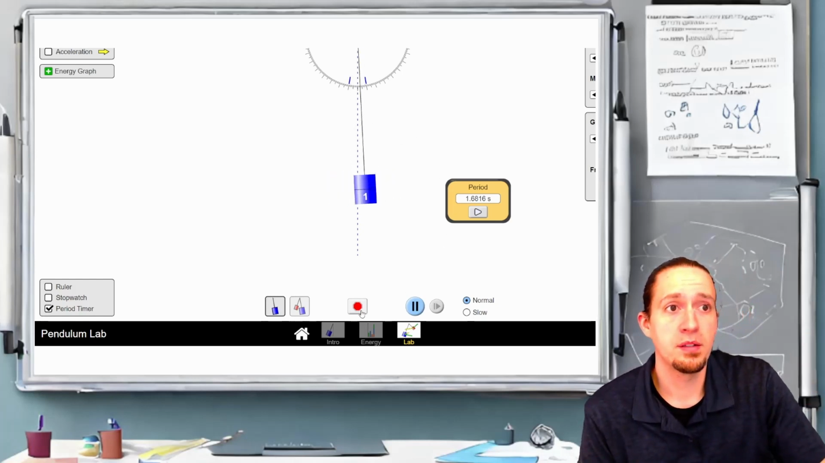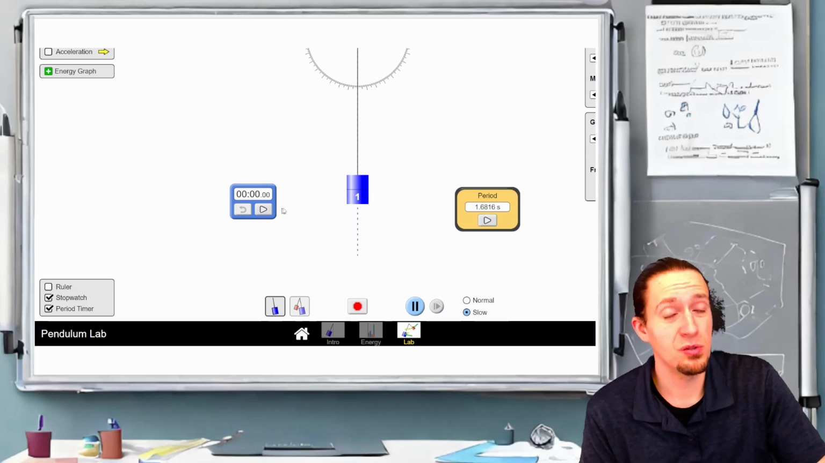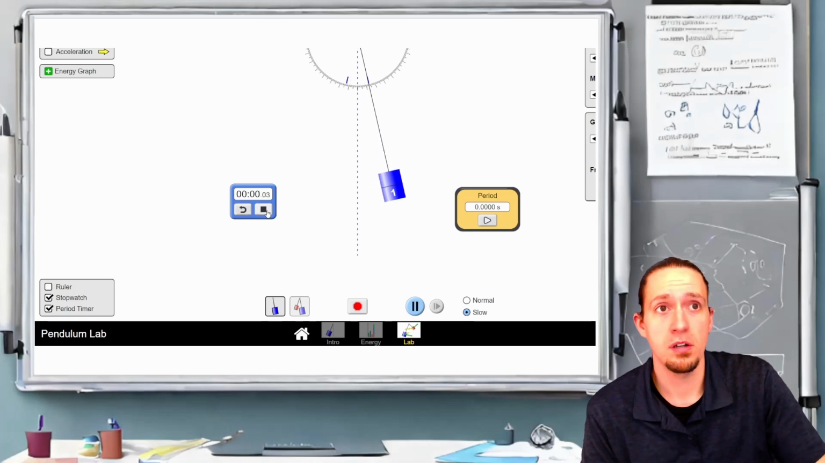Now, if you were going to measure this with a stopwatch, you also very easily could. For me personally, I think the easiest way is to put this on the slowest mode, which also slows down the stopwatch. You can pull it up to its maximum amplitude. You can release it. And then when it gets all the way to one of the edges, I can hit start.